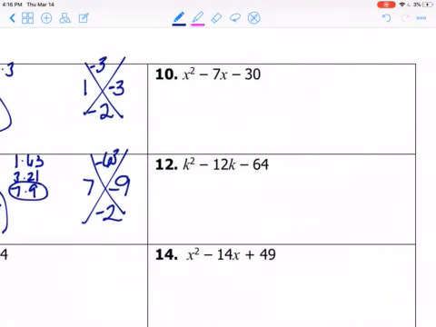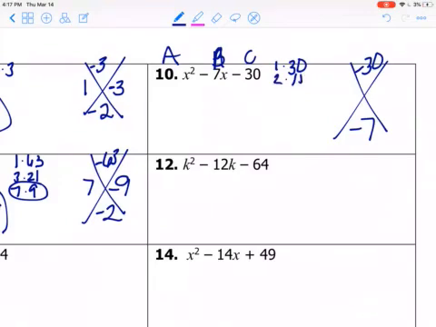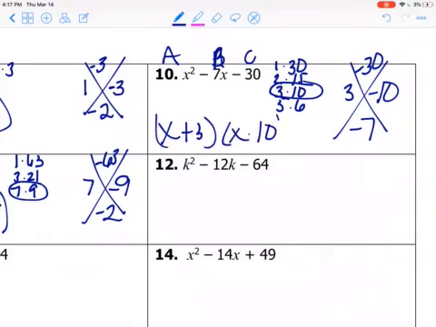One more. Make our x. Oops, that's not A, that's B. Put our C in the top, negative 7 in the bottom. Things that multiply to be negative 30 would be 1 and 30, 2 and 15, 3 and 10, and 5 and 6. Only one that's going to give us 7 are 3 and 10. And your 10 would need to be negative to give us a negative 7. So it's x plus 3, x minus 10.